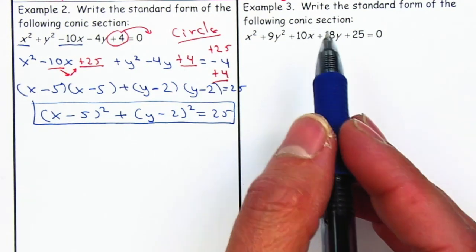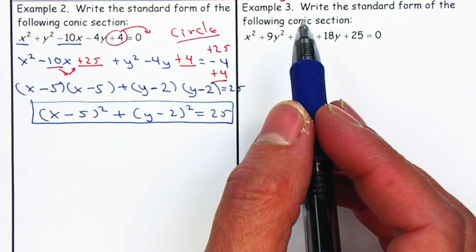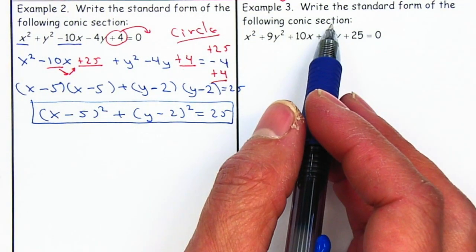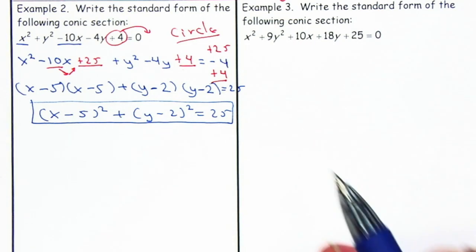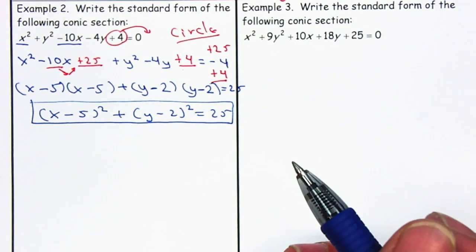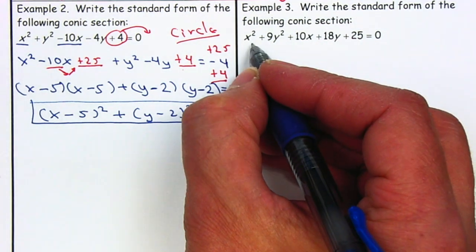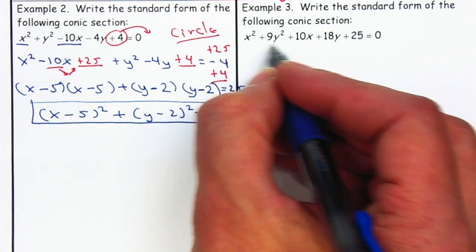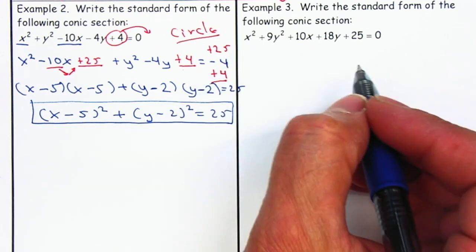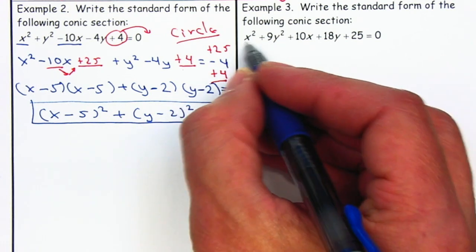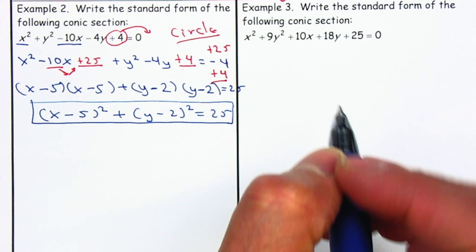Let's continue with example number 3. We want to be able to rewrite it in standard form, so we first need to identify what type of conic section this represents. So let's see, they both are squared, so it's not a parabola. They both are positive, so it's not a hyperbola. And they have different coefficients, so this is an ellipse.